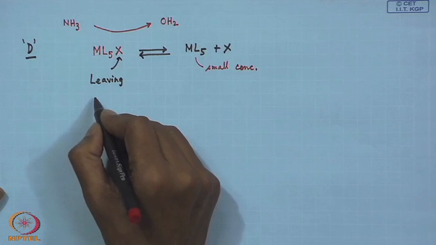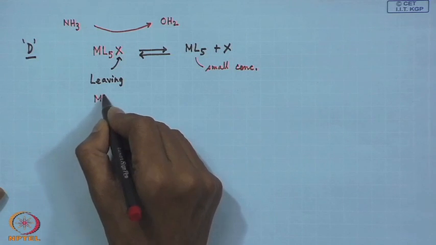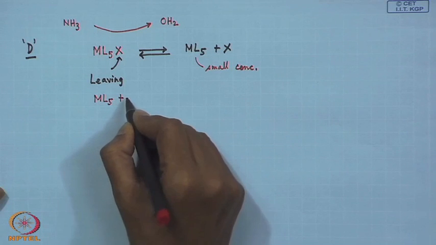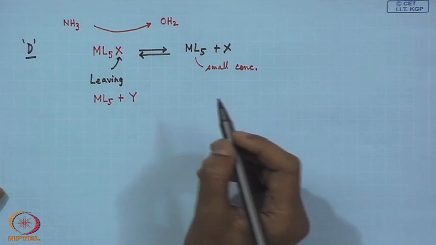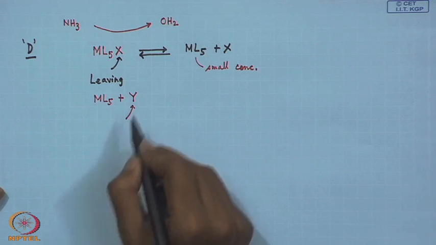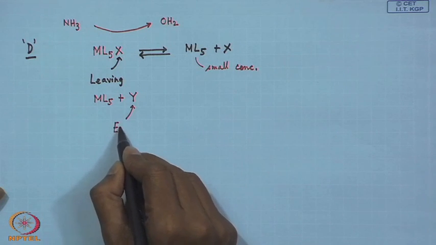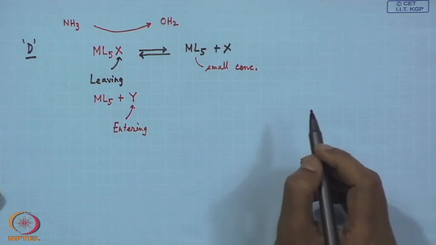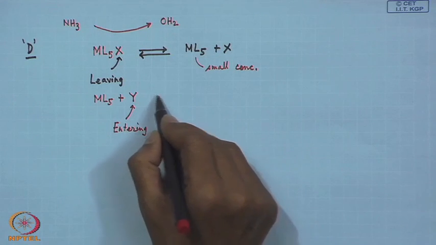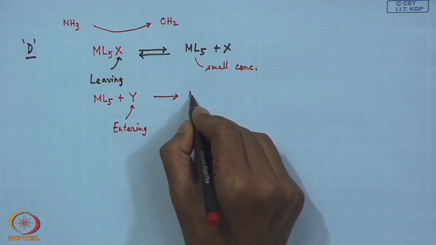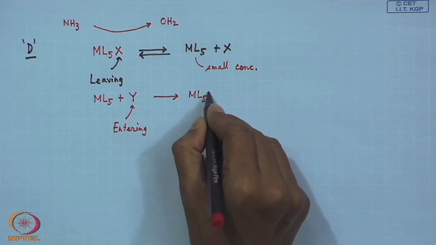Then this ML5 can react with Y, which is our entering ligand, and this is also forming ML5Y.